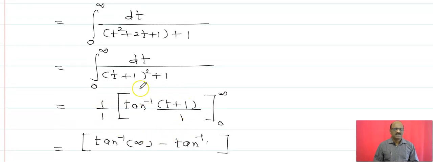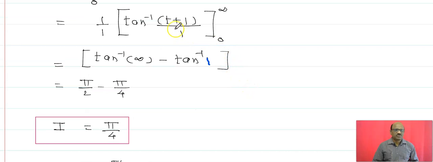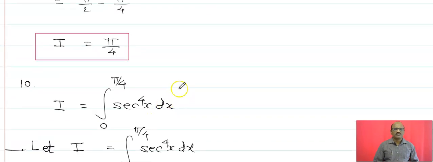Again this is a tan inverse form, that is 1 upon a. What is a here? 1. 1 upon 1 tan inverse of t plus 1 upon 1. Lower limit is 0, upper limit is infinity. Replace t by infinity. Tan inverse of infinity plus 1 means what? Infinity. And the tan inverse of 0. If we substitute t is equals to 0, then you will get tan inverse of 1. And the tan inverse of 1 is pi by 4. Pi by 2 minus pi by 4. Then you will get I is equals to pi by 4.